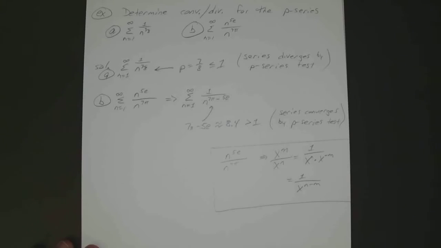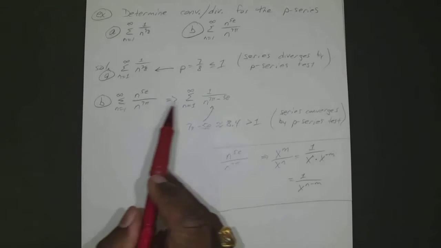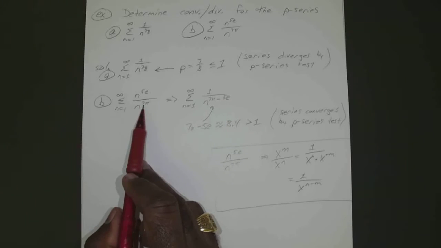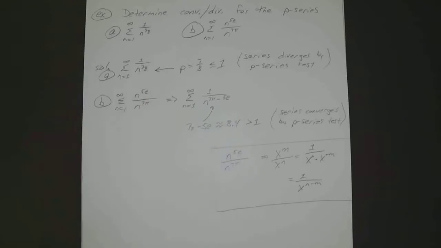You get the same kind of thing. Dividing exponents that have the same base just subtracts them. So the only difference is, if your first instinct would have been to bring that negative 7 pi up, then you wouldn't have been able to use the p-series test. So you had to bring that 5e down.